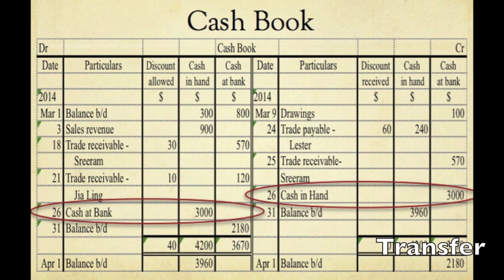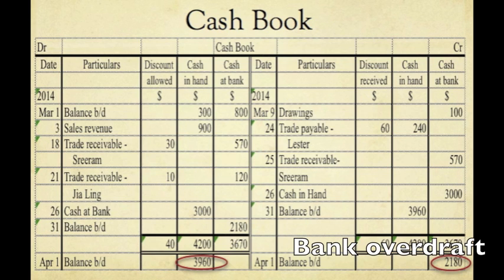Next, another kind of special thing is the transfers. It usually happens on the same day. So now let's look at 26th of March. There is a debit cash in hand 3,000 from our cash at bank, and there is a credit 3,000 from cash at bank into our cash in hand, which means we actually withdrew money from our bank and we put it in for office use.